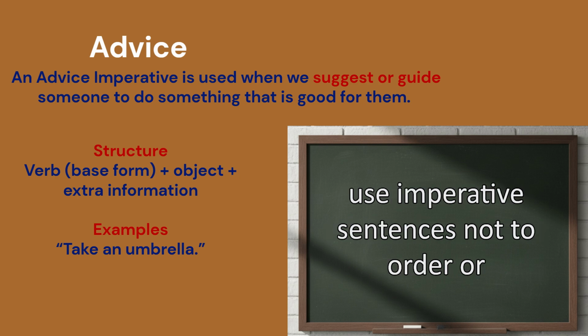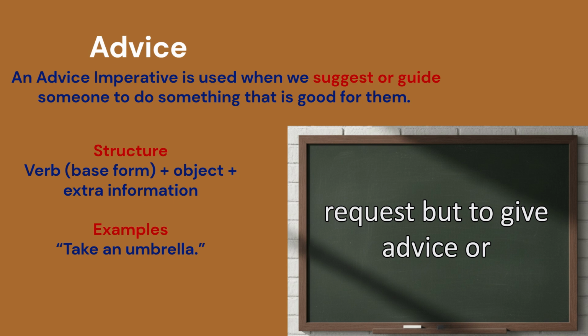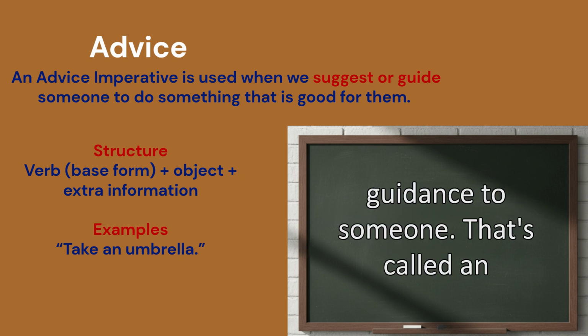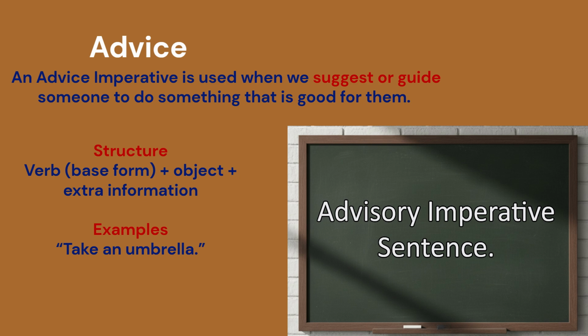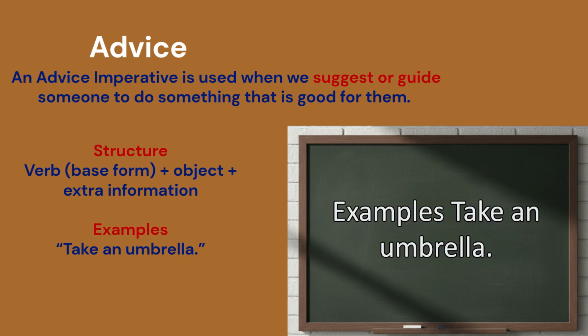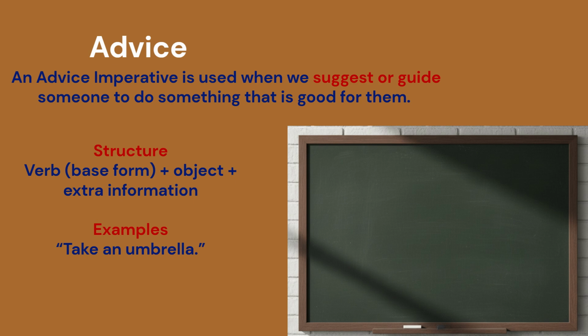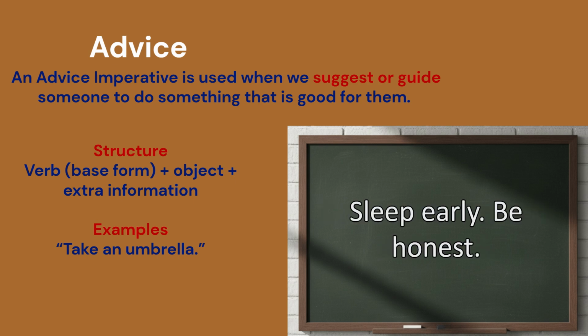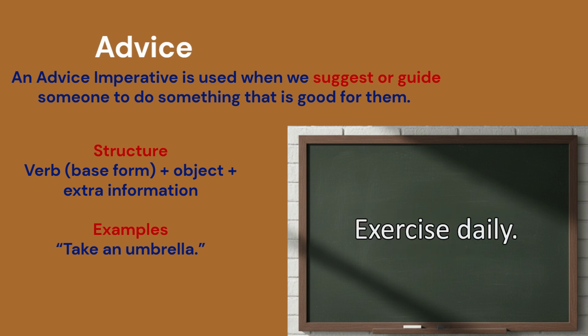Sometimes we use imperative sentences not to order or request, but to give advice or guidance to someone. That's called an advisory imperative sentence. Examples. Take an umbrella. Don't eat too much junk food. Sleep early. Be honest. Exercise daily.